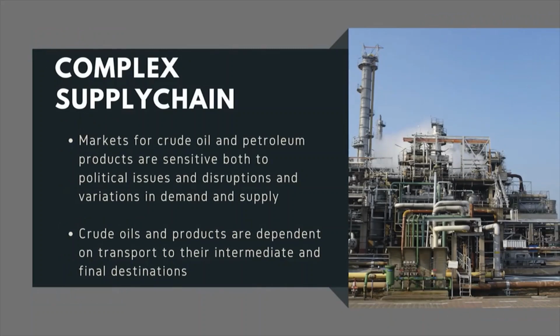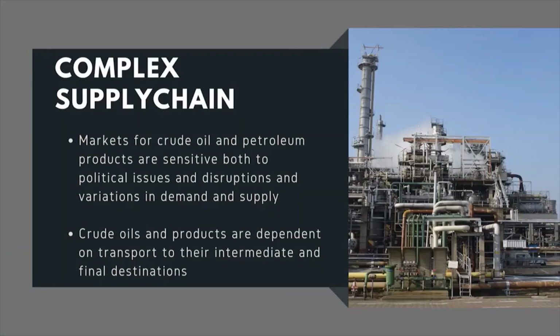And with respect to the supply chain of the petroleum products, the market for crude oil and petroleum products are very sensitive both to the political issues and disruptions and variations in demand and supply. For example, a war in the Gulf region is going to affect the global petroleum scenario, and it is going to affect the profitability as well as the operability of the refining industry. Crude oils and products are dependent on transport to their immediate and final destination. The final destination can be the immediate towns and cities located adjacent to the refinery, or it can be the next state, or even it can be far off where the products are transported to through shipping.